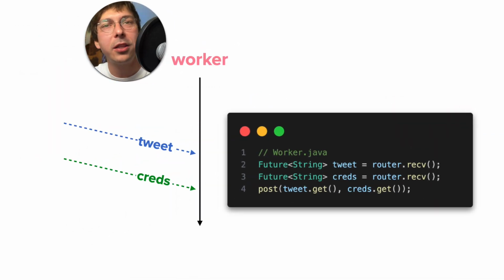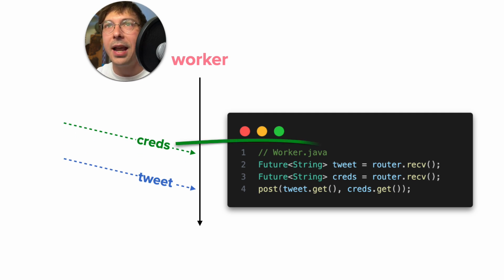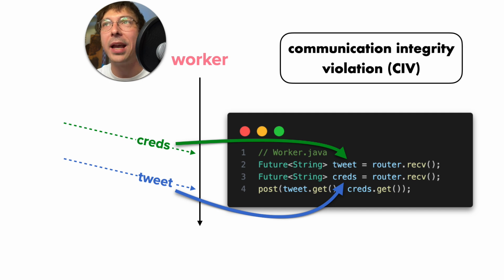If you look carefully at the worker, you'll see on line 2, it's receiving the first message, and it's binding that to the variable tweet. But the first message is not necessarily going to be the tweet, right? It could be the credentials, depending on the arrival order. And that would mean that if the credentials arrive first, they get bound to the variable tweet, and the tweet will get bound to the credentials. And we have this situation where we end up posting, tweeting the CEO's password.